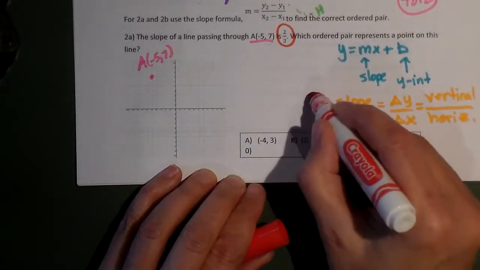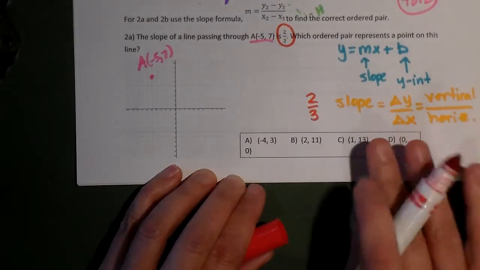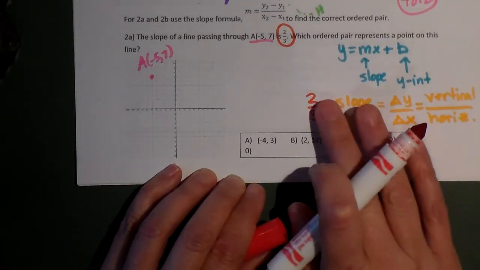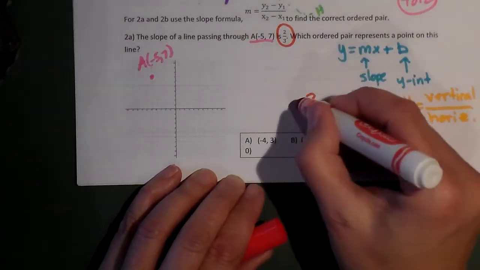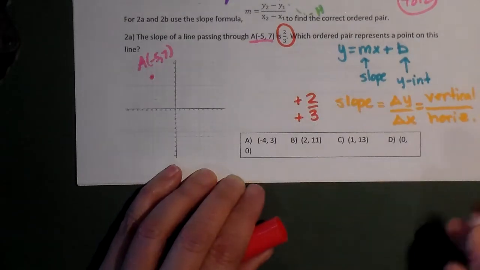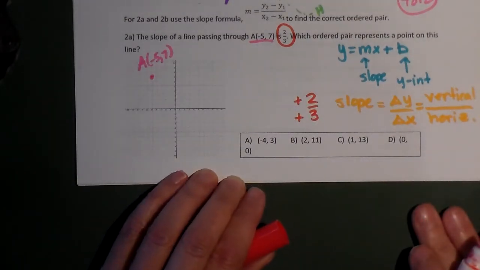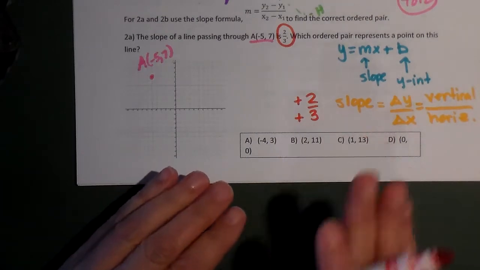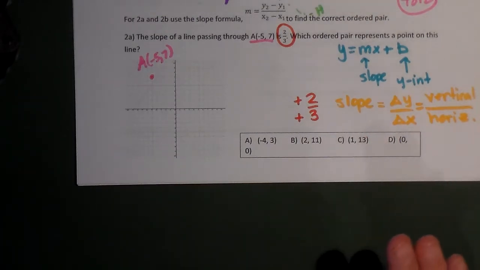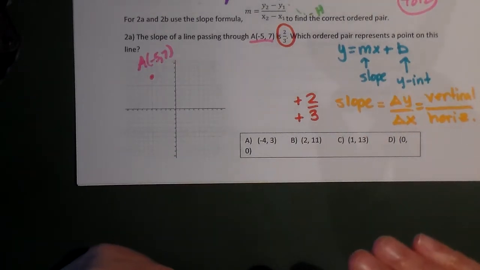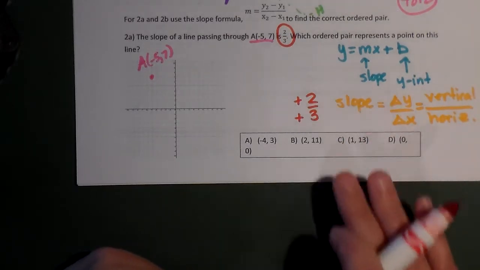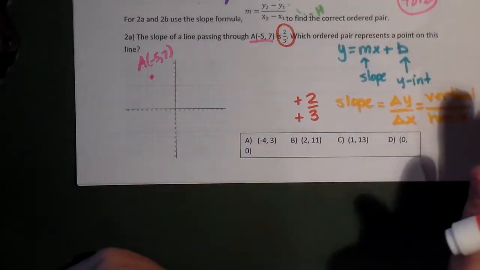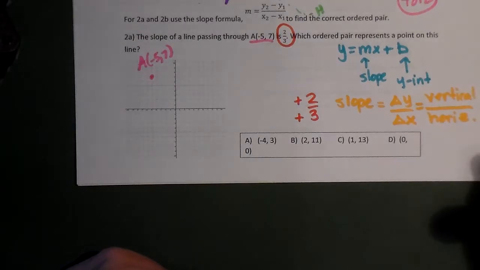So let's look at 2 over 3 against what the slope means. These are positive, right? Since it's positive, that means it's positive 2 and positive 3. Positive 2 means I'm going to go up vertically. If it were a negative 2, I would go down vertically. Positive 3 means I'm going to go to the right horizontally. Negative 3 means I'm going to go to the left horizontally. They're both positive, so we're going up and to the right.